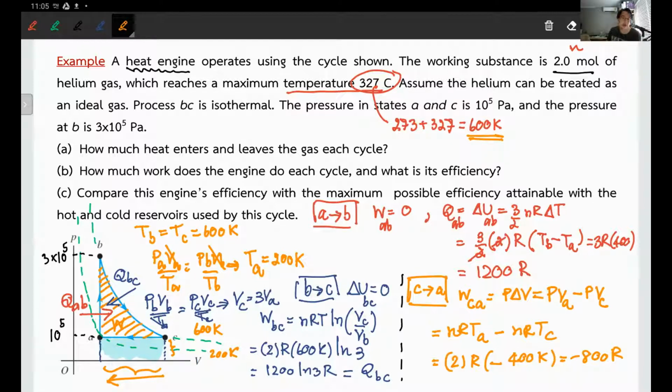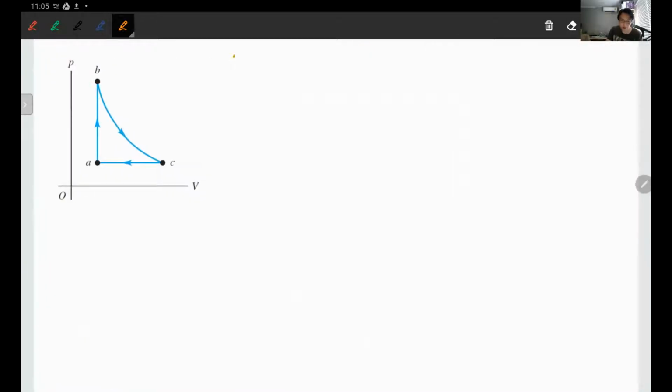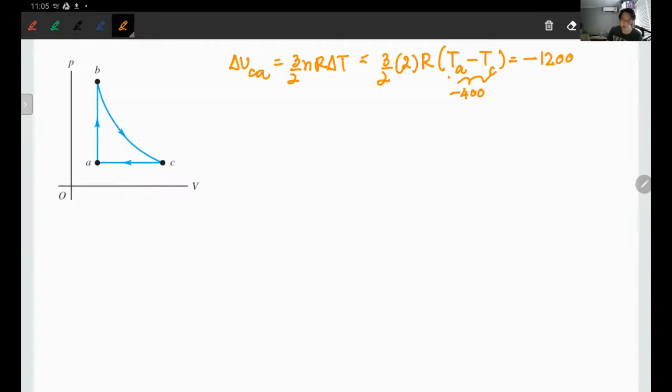Going from C to A, I think I know the temperature change, so I can figure out delta U. So let's do that. Now I have to change to a new page. Delta U from C to A is going to be 3/2 NR delta T. That's for the U. And that will be 3/2, N equal to 2, R is R, T final is T at A, T initial is T at C. And that's going to be a temperature change of negative 400. So it's going to be negative 1200R. Here we go. You guys with me? Yeah?